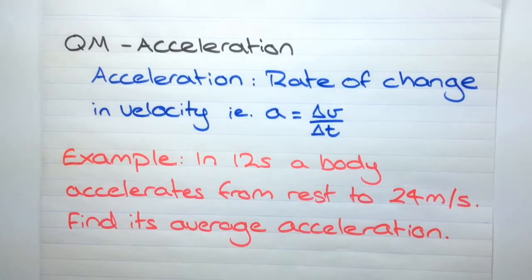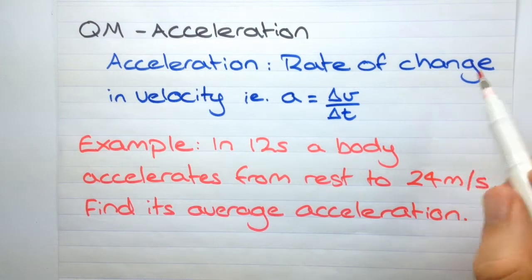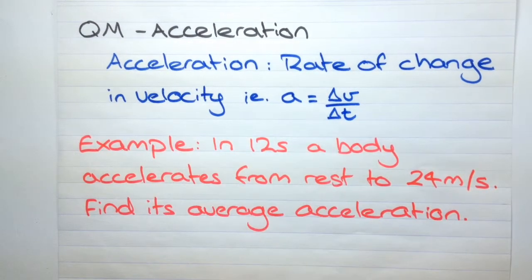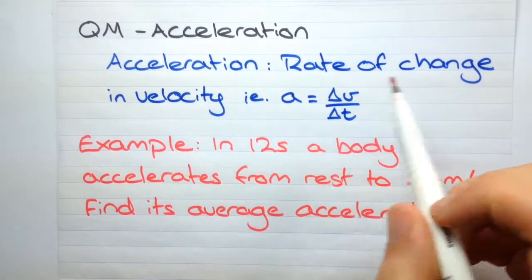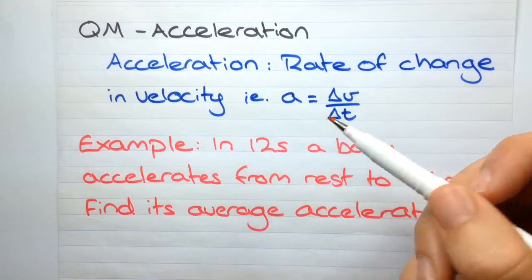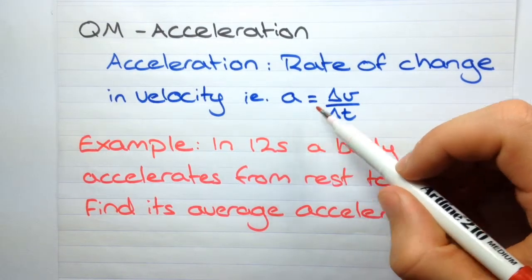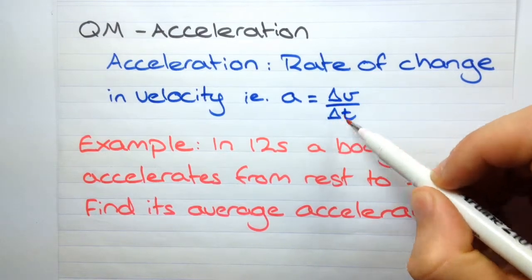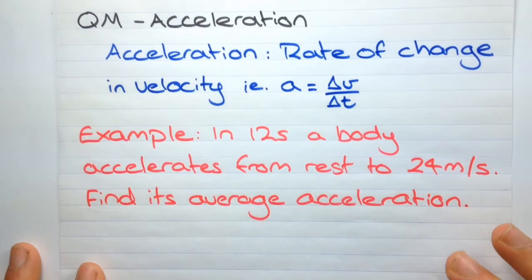The last method of quantifying movement that we're going to look at is called acceleration. Now, acceleration is the rate of change in velocity. Our velocity was the rate of change in displacement. Acceleration is the rate of change in velocity. How fast is it speeding up or slowing down? And we've got a little formula here. Acceleration is the change in velocity over the change in time. So it's very similar to the velocity formula, just a few letters changed.